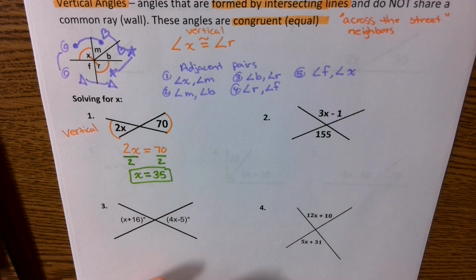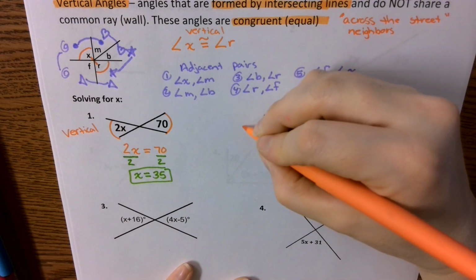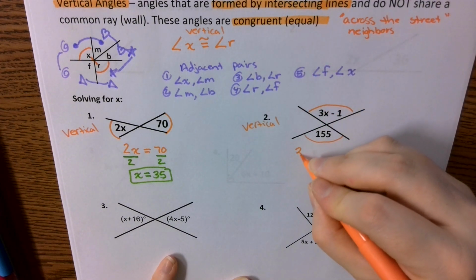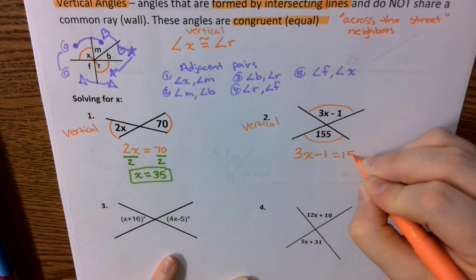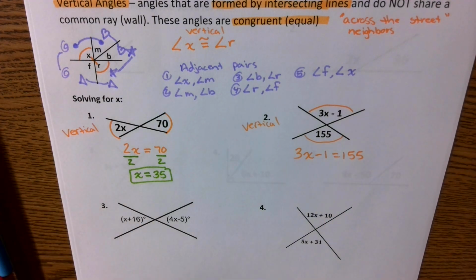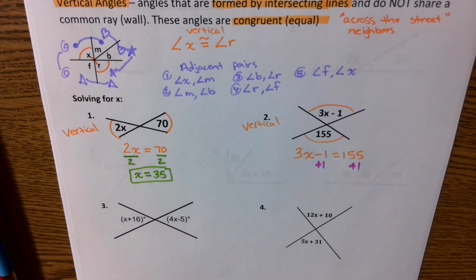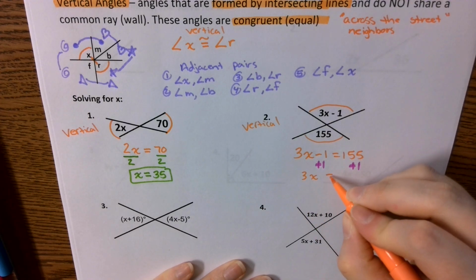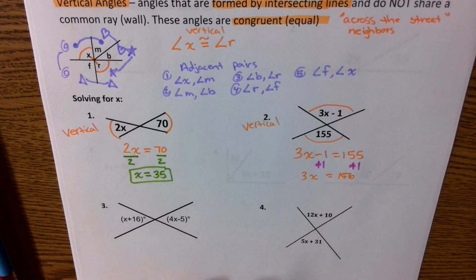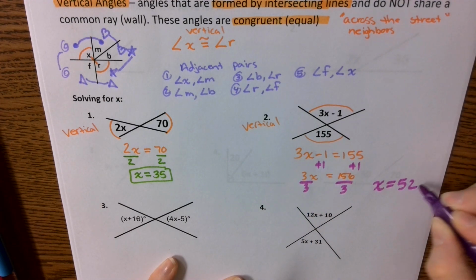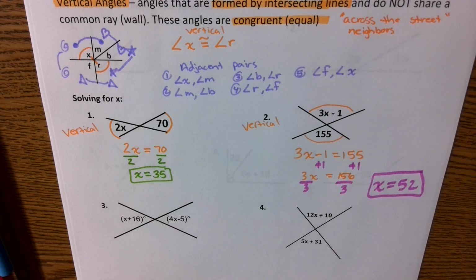You can tell me what you got for the value of x for problem number 2, James? X equals 52. Good. Okay, again, these are all vertical angle measurements here, so they are going to be equal to each other. We do have 3x minus 1 is equal to 155. The first thing that we're going to do is just add 1 to both sides. Adding the 1, that's going to give us 3x is now equal to 156. And then we can divide both sides by 3, and we'll get that x is equal to 52.